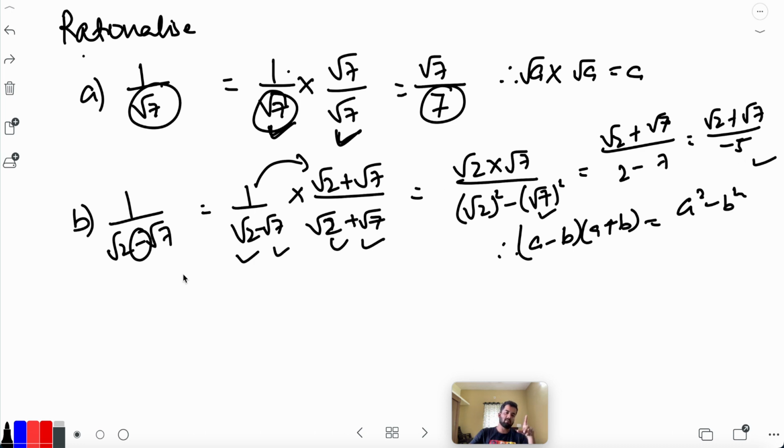So in the rationalization, what we need to do, just change the symbol. Here was negative, multiply with positive. If it is positive, multiply with negative. That is the main part. Is it okay? Good. Now come to the last topic, exponents.